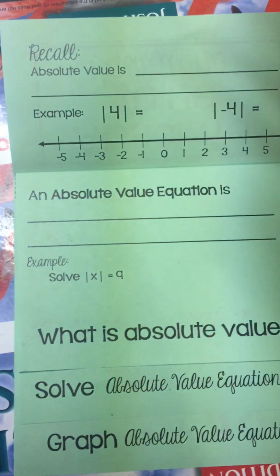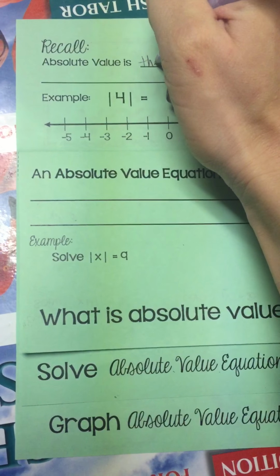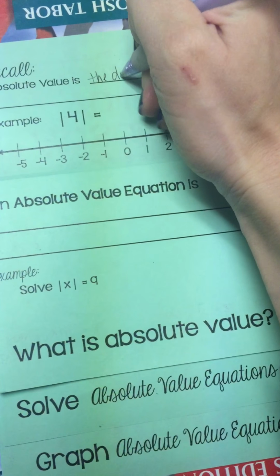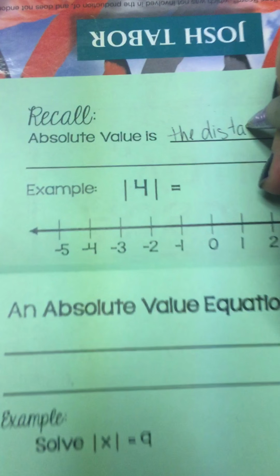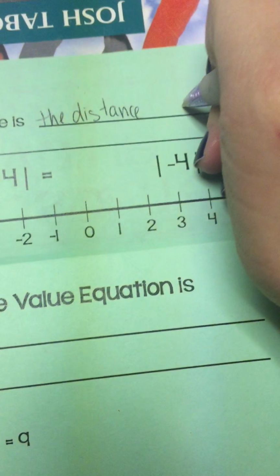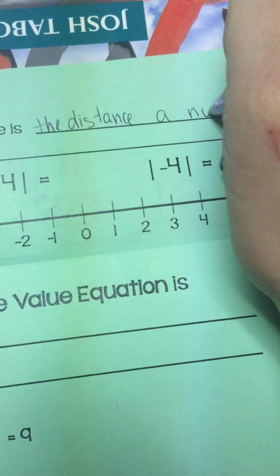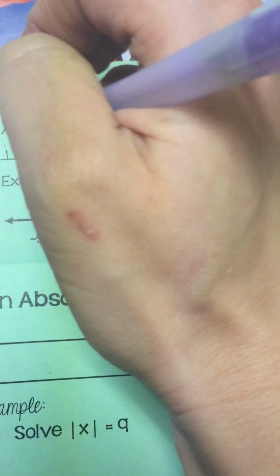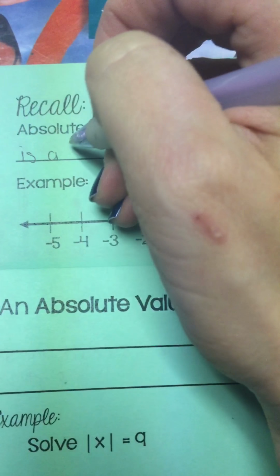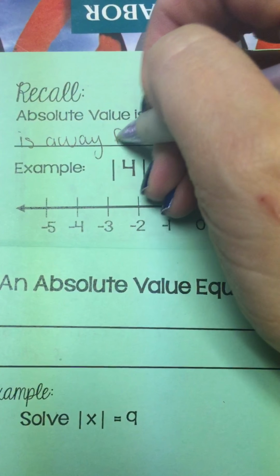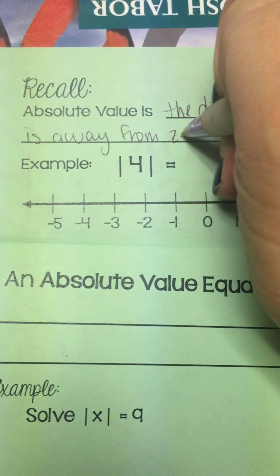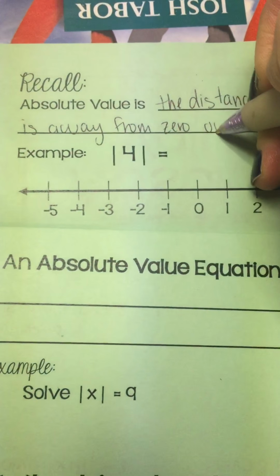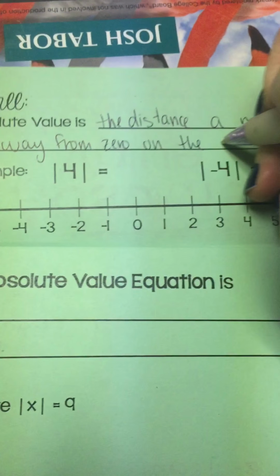So I need you to write the distance a number is away from zero on the number line.